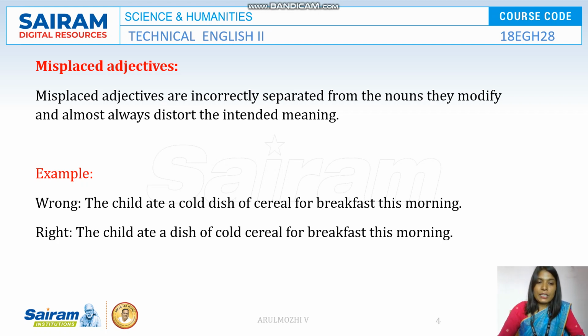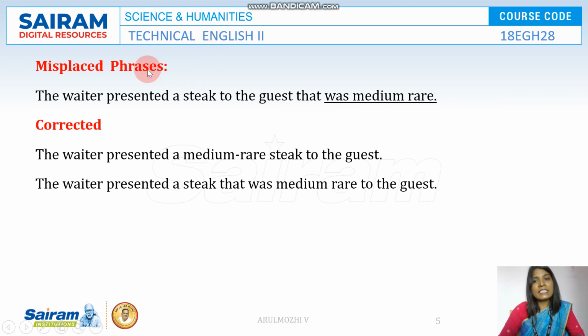And then another one is misplaced phrases. If a phrase describes a word, it should be placed immediately right after the word, not apart from the word. Otherwise it seems like hanging separately, so the entire sentence looks awkward. "The waiter presented a steak to the guest that was medium rare." So what is medium rare here? The steak is medium rare. But it is placed after the guest.